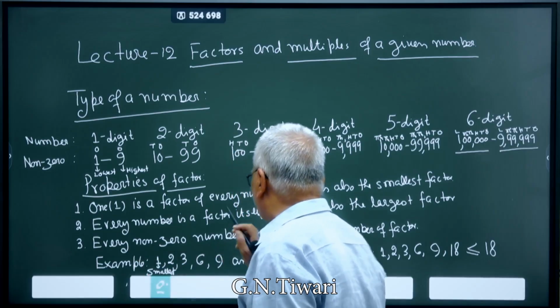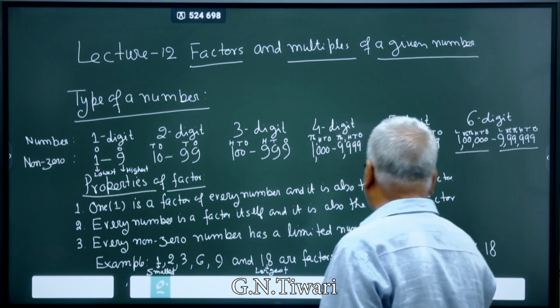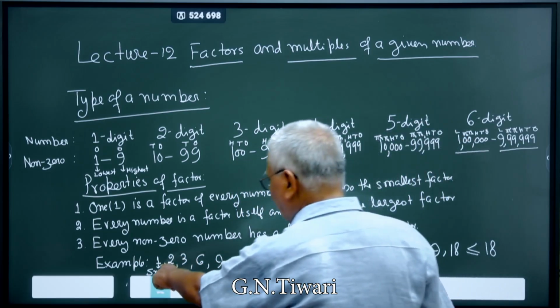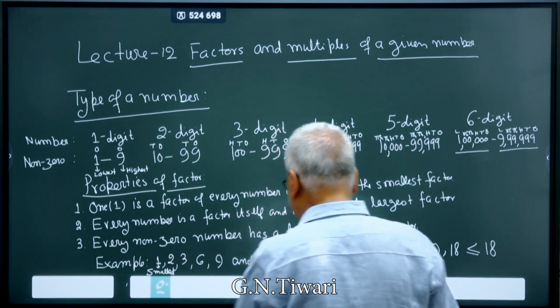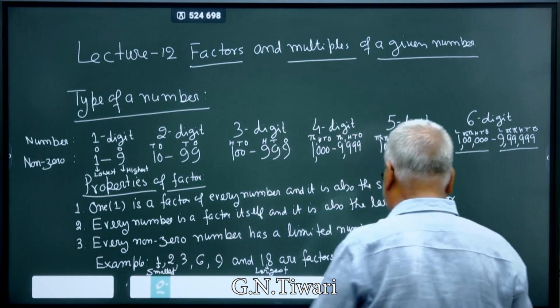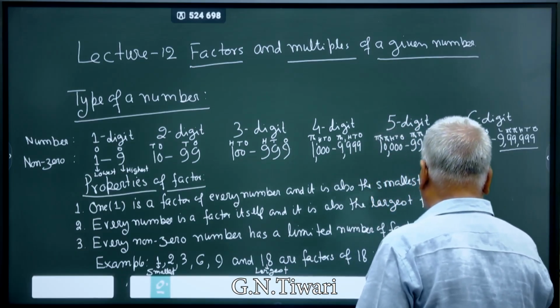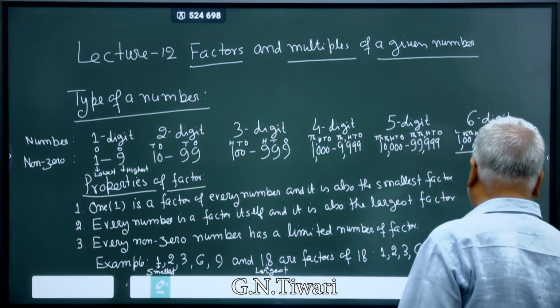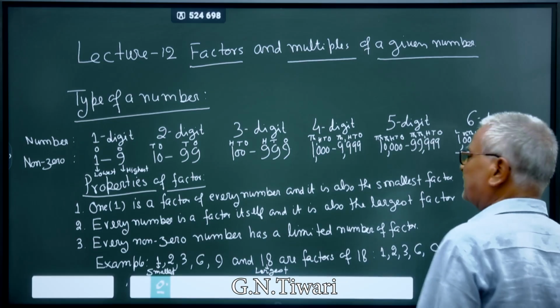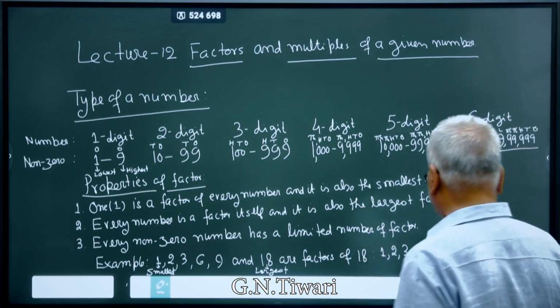Every non-zero number has a limited number of factors. For example, the factors of 18 are 1, 2, 3, 6, 9, 18. And all the factors are always less than or equal to the number under consideration.